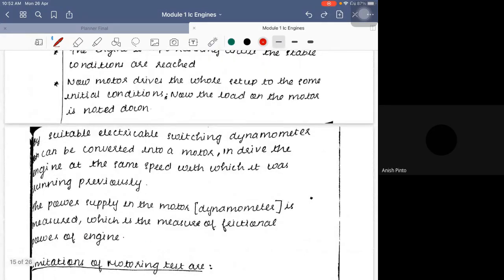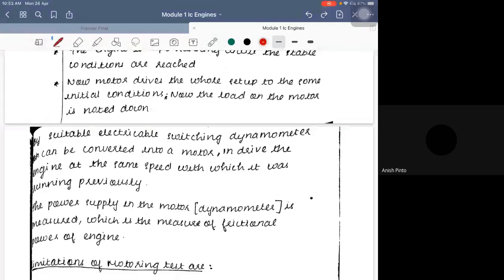Now, next point. By suitable electric cable switching, the dynamometer can be converted into a motor, to drive the engine at the same speed with which it was running previously. Understood this point, everyone? Yes, sir. Good.